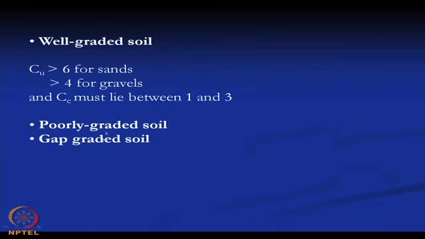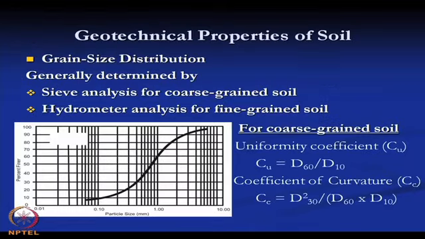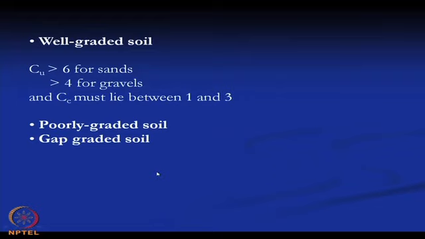Whereas, for the poorly graded soil, one particular range of particle size is excessively present in the soil. So, the curve will not be a flat one, it will be a steep, straight one if it is a poorly graded soil, because one particular particle size range is excessively present in the soil. That type of soil is called poorly graded soil.